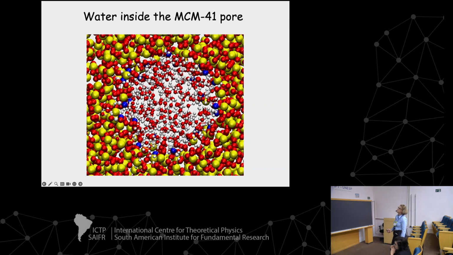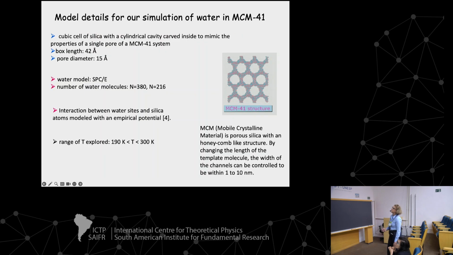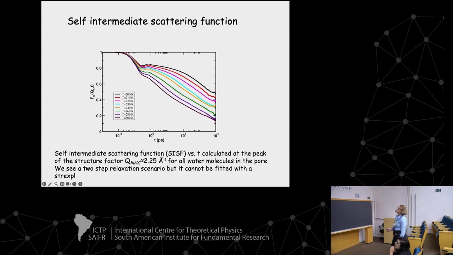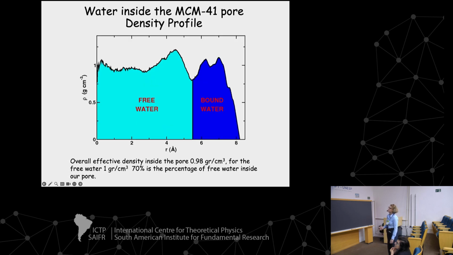And this is the water inside the MCM41. You see the hydrogenated dangling bonds, the blue points, and the water inside the pore. The pore is very small. It's, do we have the, yeah, pore diameter 15 angstrom. And this is the self-intermediate scattering function. Again, we have to separate the bound and free water. This time the density is more bumpy, but I wasn't sure the same water model that we used for Vycor would have worked, but it did.